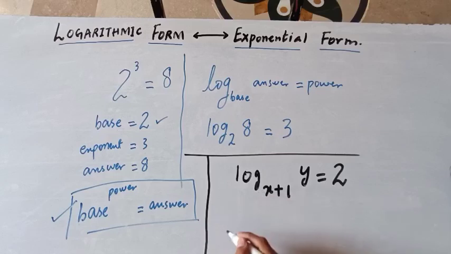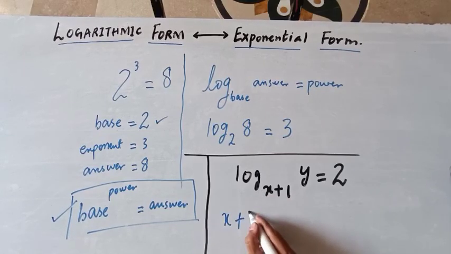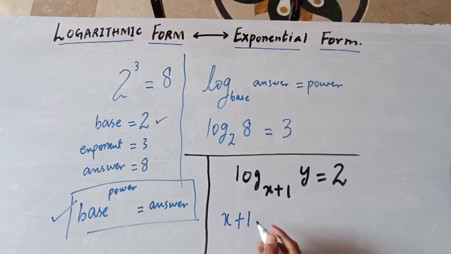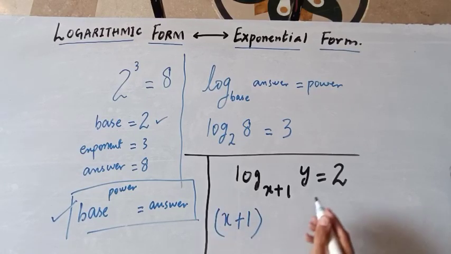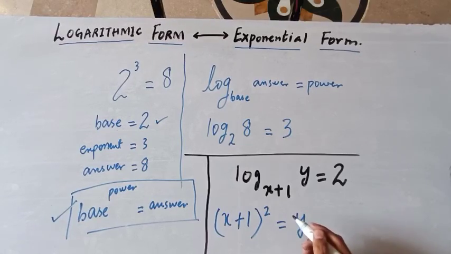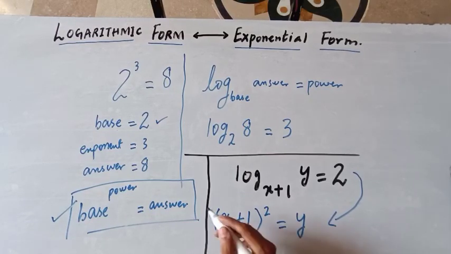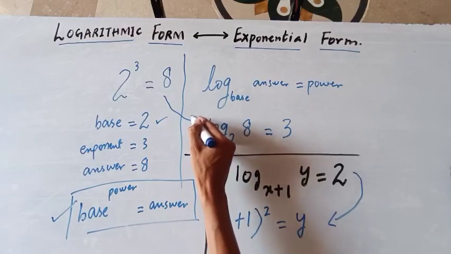So what is the base over here? X plus 1. And what is the power over here? 2. And what is the answer? Y. So this is how we can write our log form to exponential form and our exponential form to log form.